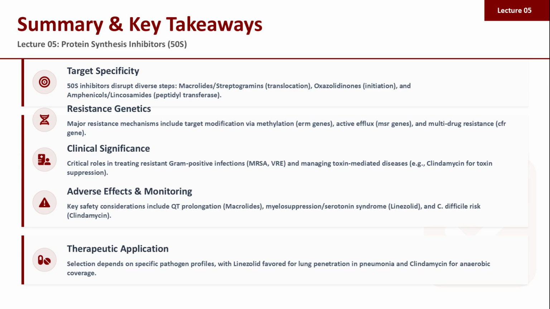Now coming to resistance genetics. Bacteria mainly resist these drugs by modifying the ribosome using ERM genes, pumping drugs out using MSR genes, or by broader resistance through the CFR gene. These mechanisms are very important because they directly affect treatment decisions. Next is clinical significance. These drugs are very important in treating resistant gram-positive infections, especially MRSA and VRE. Also remember, some drugs like clindamycin are useful not only for killing bacteria but also for reducing toxin production, which is critical in severe infections.